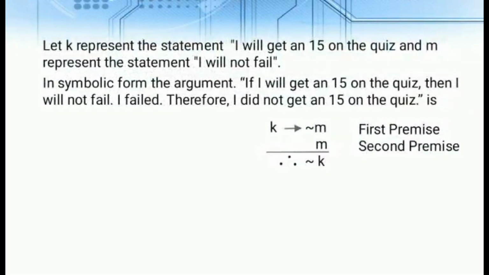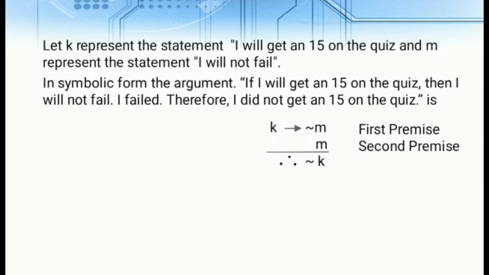Okay, here's my argument. Let K represent the statement "I will get a 15 on the quiz," and M represent the statement "I will not fail." In symbolic form, the argument is: if I get a 15 on the quiz, then I will not fail. I failed, therefore I did not get a 15 on the quiz.